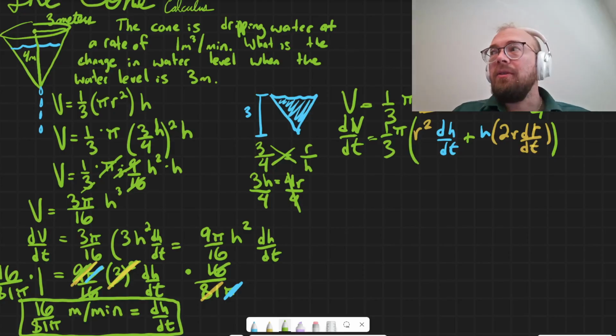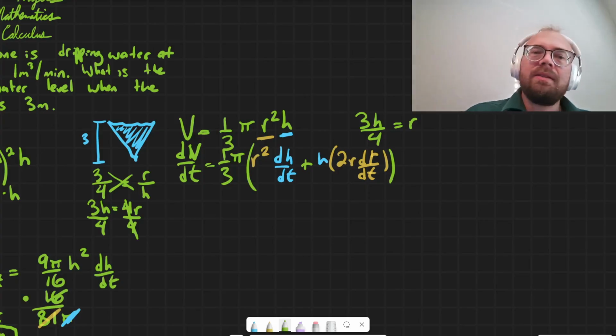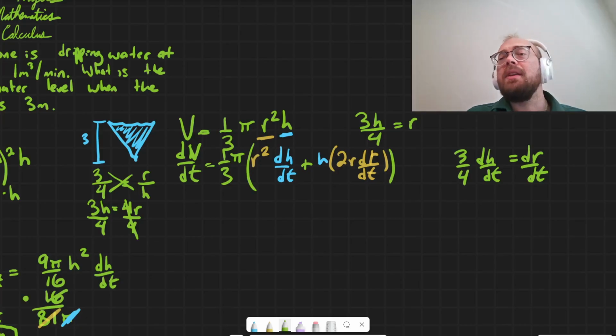Okay, so that was a long derivative. There it is. And then the other derivative that we would need would be taking the derivative of both sides of this. So 3/4 dh dt is equal to dr dt. Take the derivative of that equation with respect to time as well.